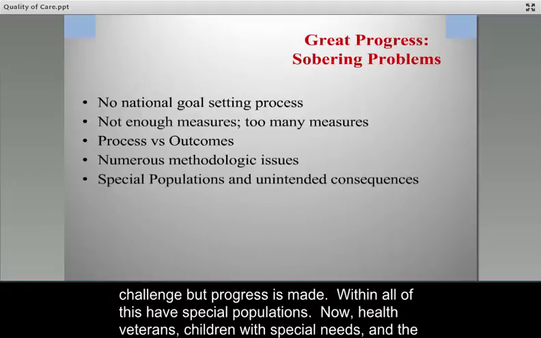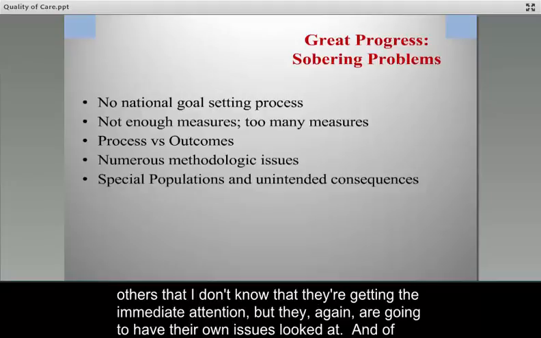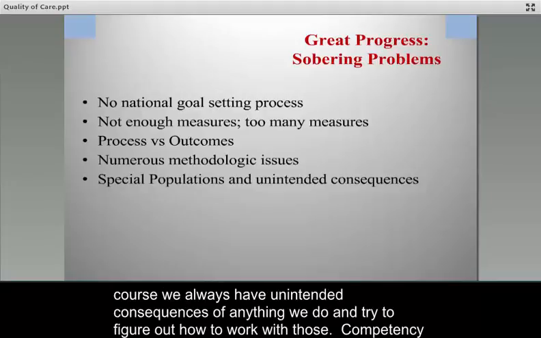We then, within all this, have special populations: mental health, veterans, children with special needs, and the others. I don't know that they're getting the immediate attention, but they, again, are going to have their own issues looked at. And of course, we always have unintended consequences of most anything we do and try to figure out how to work with those.